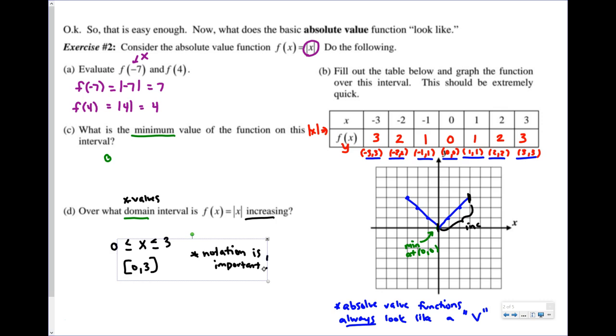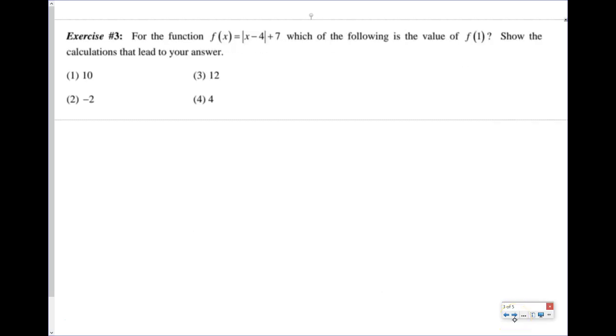The last thing let's look at for exercise 3 is an algebraic exercise with absolute value. Exercise 3 says, for the function f of x equals absolute value of x minus 4 plus 7, which of the following is the value of f of 1? So I'm going to say f of 1, and this means I have to plug in 1 for x, so I'm going to have absolute value of 1 minus 4 plus 7. And now I'm going to simplify.